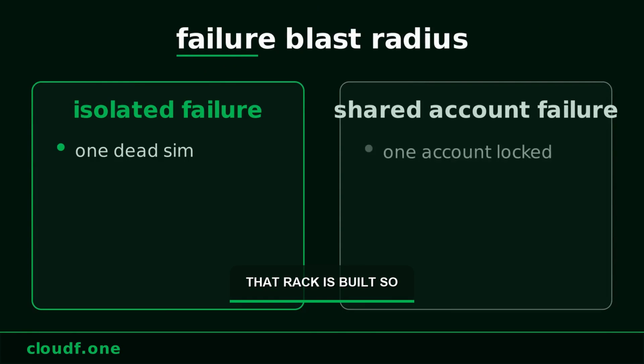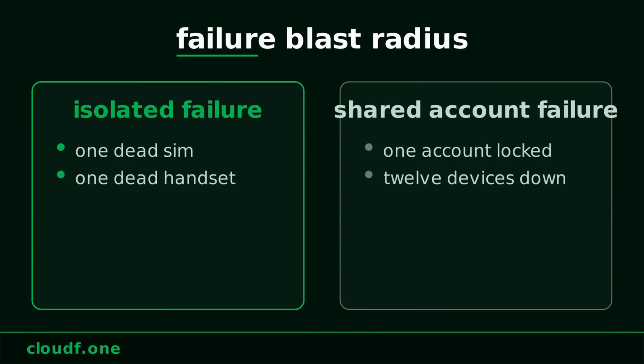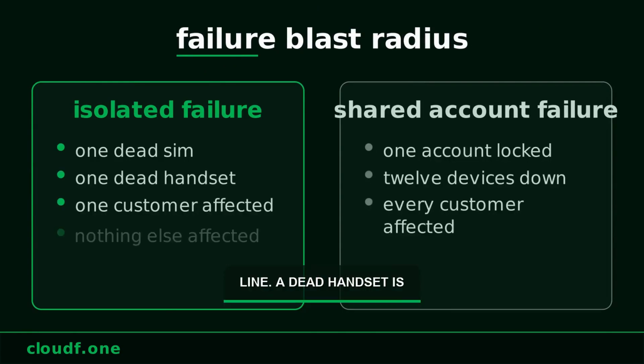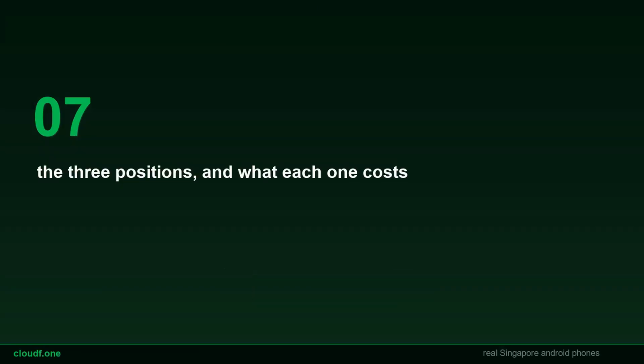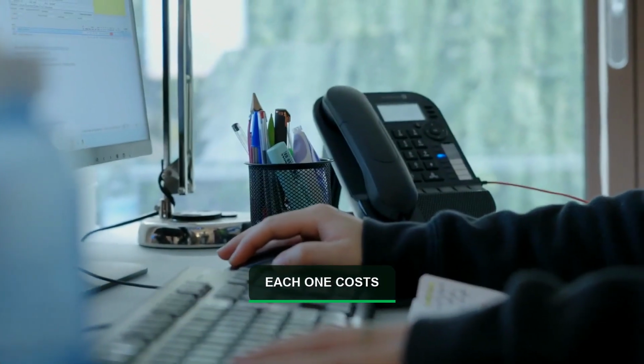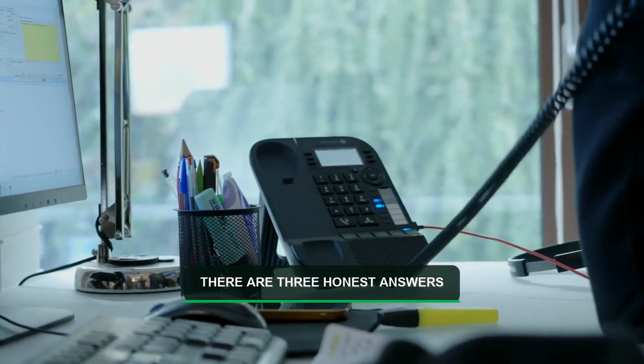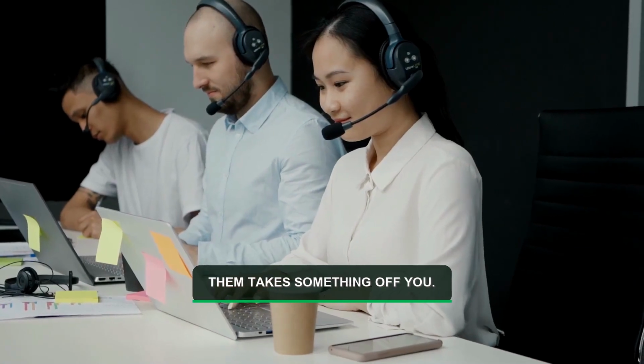Everything else in that rack is built so one failure costs 1 unit. A dead SIM is 1 line. A dead handset is 1 customer. A shared account is not 1 anything. The 3 positions and what each one costs. There are 3 honest answers here and every one of them takes something off you.